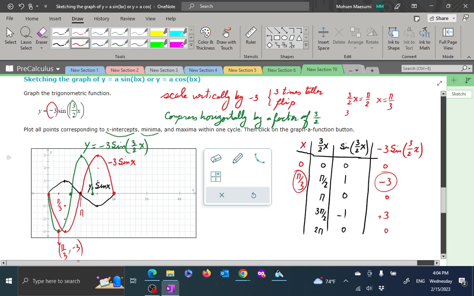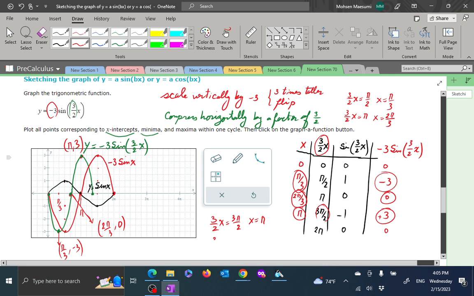How about pi? If 3/2 x is pi, what is x? x is 2 pi over 3, double of what we were talking about. So that is the point where we are at 2 pi over 3 and 0. How about 3 pi over 2? 3/2 x becoming 3 pi over 2, cancel the 3's, cancel the 2's, easily you see that x has to be pi, and that is exactly what we have at this point. This is the point with coordinates pi and 3. Here x is pi, y is 3.